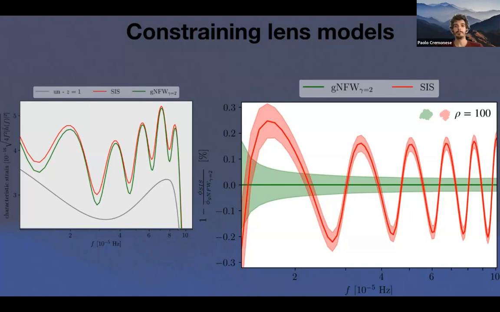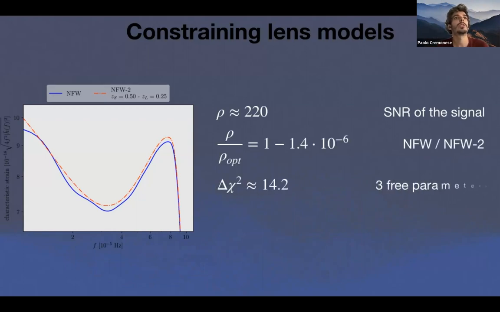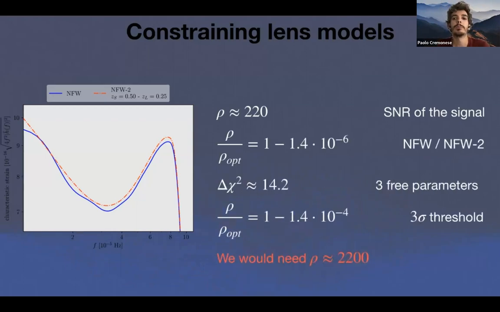The last example that I'm presenting is given by the plot here, where we again have two very similar signals. In this case, these are two lensed signals, one from a Navarro-Franck-White type of lens, and one again from a Navarro-Franck-White computed in a different way and with a different composition. So we have a closer source and a closer lens. If we compute the match between these two signals, we can see again that this match is higher than the 3 sigma threshold, meaning that we are not able to distinguish these two signals for an SNR equal to 220, but we would need one of 2200.